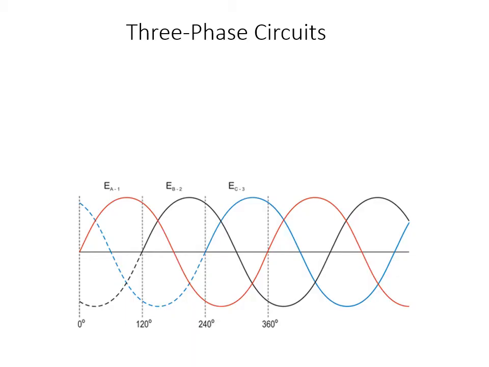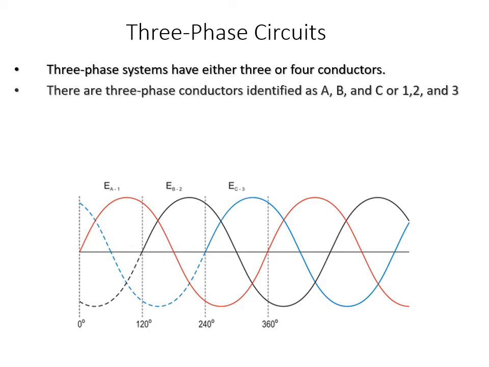We will look at a couple of different three-phase systems, as stated, the delta and the Y. There are many different variants and subvariants that will not be included in this presentation. But for the most part, a three-phase system will either have 3 or 4 conductors, depending on the configuration. We usually label those conductors as A, B, and C, or as 1, 2, and 3.